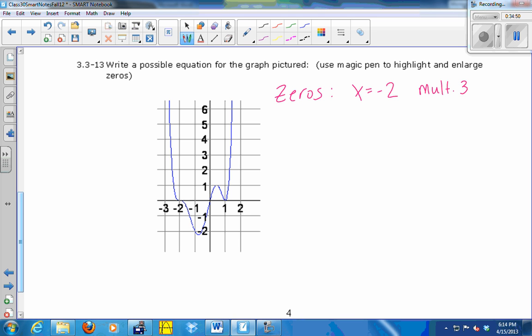And then I have another 0 at x equals 0 right here. Does that look like even or odd? Odd. It goes right through, so it's odd. It goes through the axis. And it goes through looking like a line, which means what's my multiplicity? 1.